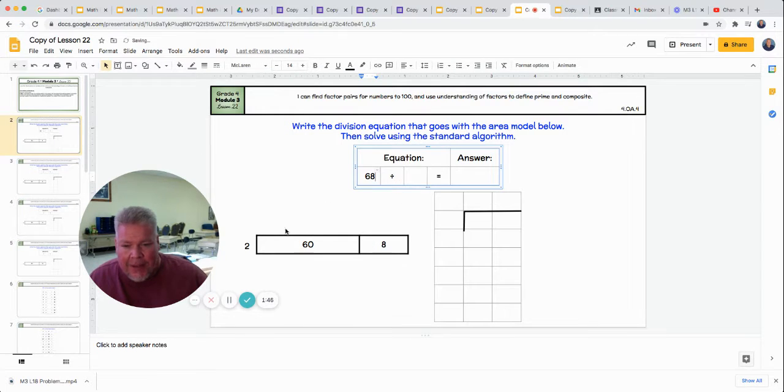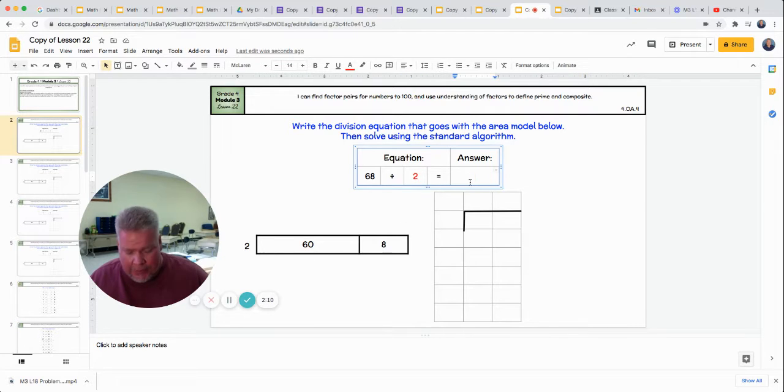It's divided by 2. Now, if we're using this area model, it's really easy. How many 2s are in 60? In other words, what times 2 gets me 60? That would be 30, right? And how many 2s are in 8? 4 times 2 would be 8. And we have a 30 and a 4. The answer would be 30 plus 4, or 34.